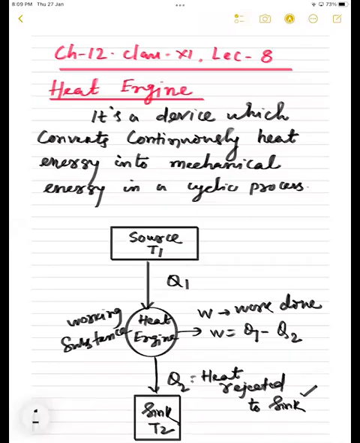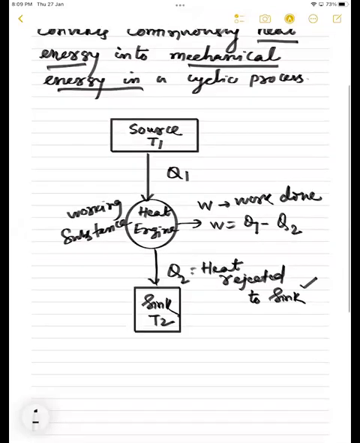Students, let us start with the next lecture, that is thermodynamics: heat engine. A heat engine is a device which converts heat energy into mechanical energy in a cyclic process. Let's take a layout diagram to understand that, right?